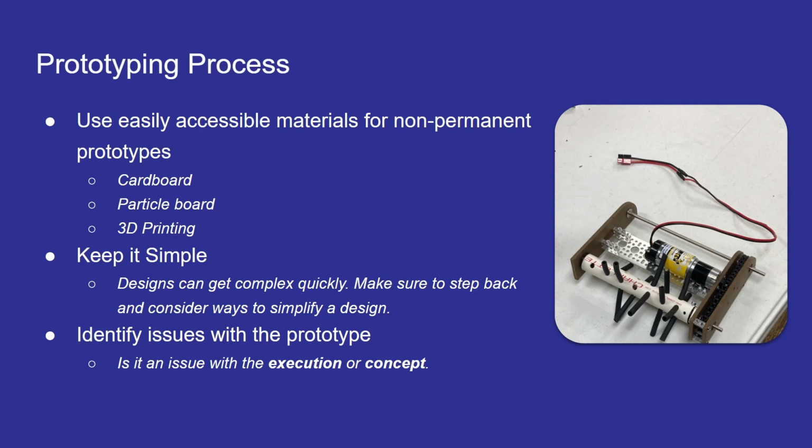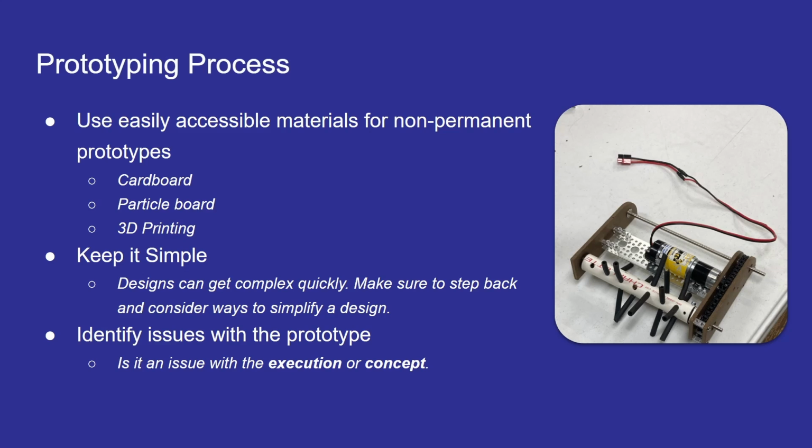Some good materials to use for a first prototype include cardboard, particle board, or 3D printed parts, which I'll go over in a little bit. Wood is also a good option for a first prototype, just something rough and dirty so that you can get your hands on basic design.